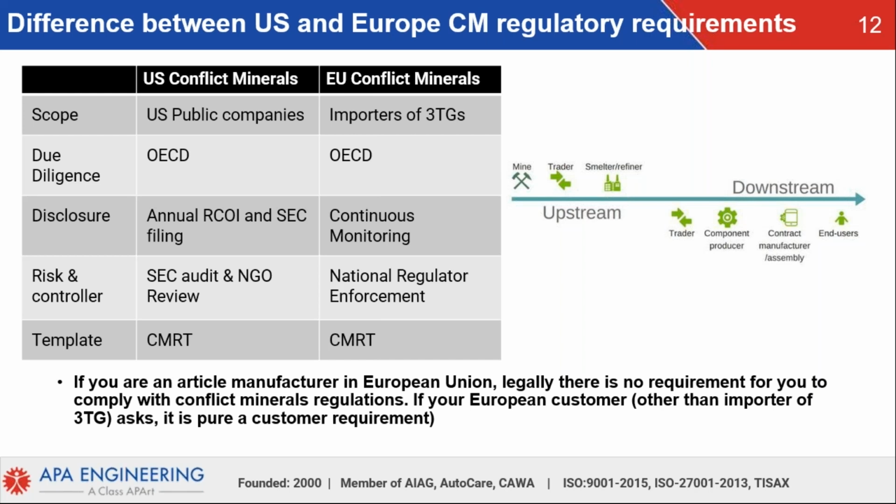For the US regulation, the governance is done by SEC audit, and some NGOs may review it, but in comparison, the EU is governed by the national regulator enforcement. For practical implementation, the CMRT template can be used by both. While the US regulation did not set out any differentiation between the upstream and the downstream companies, on the contrary, EU regulation sets out different rules for upstream and downstream companies.